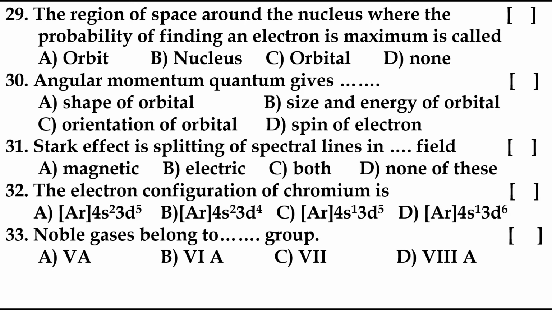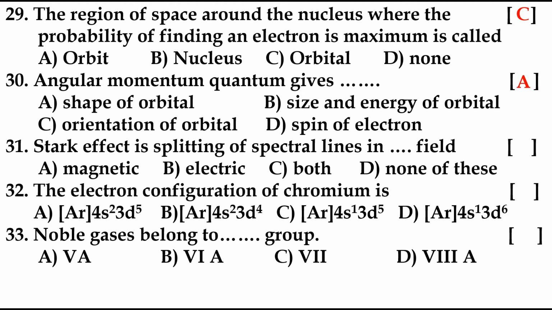A. Orbit, B. Nucleus, C. Orbital, D. None. Answer is option C, orbital. 30. Angular momentum quantum number gives dash. A. Shape of orbital, B. Size and energy of orbital, C. Orientation of orbital, D. Spin of electron. Answer is option A, shape of orbital.